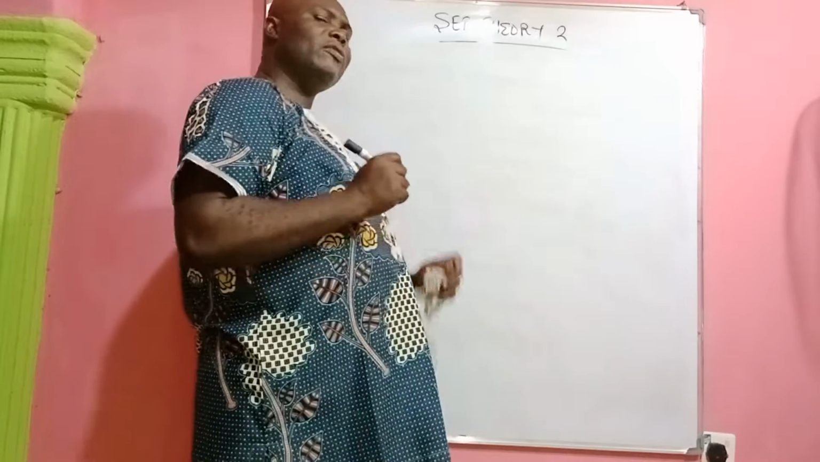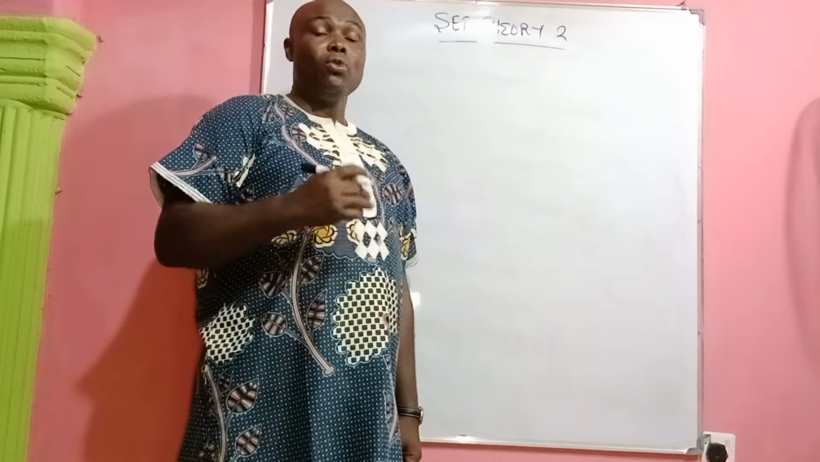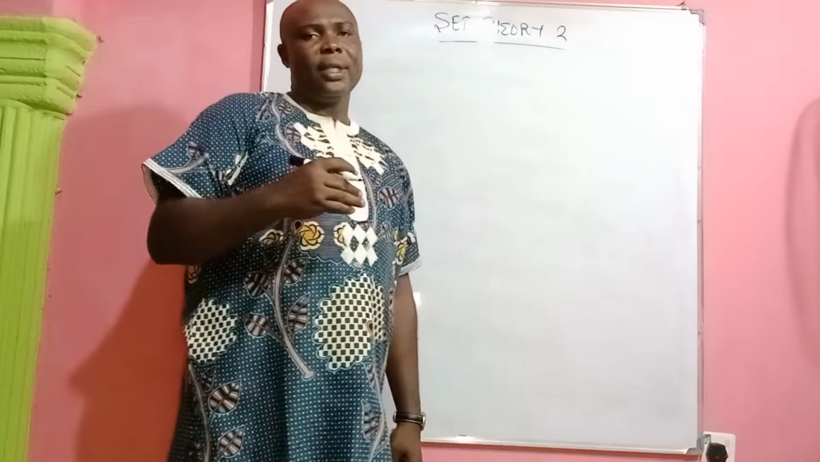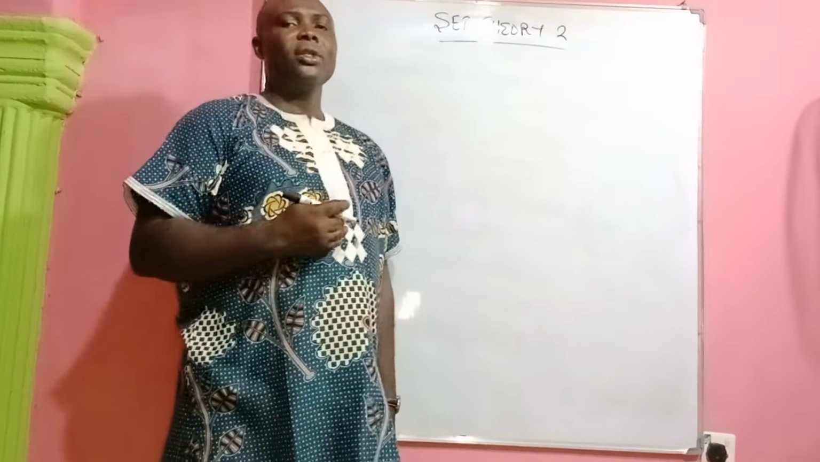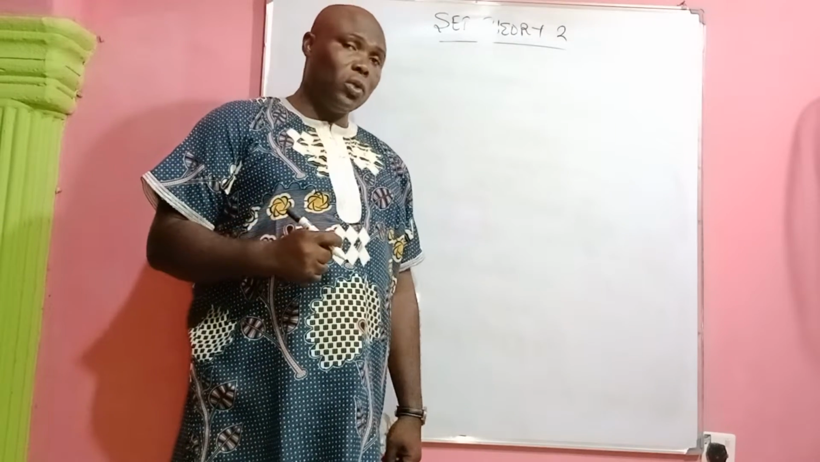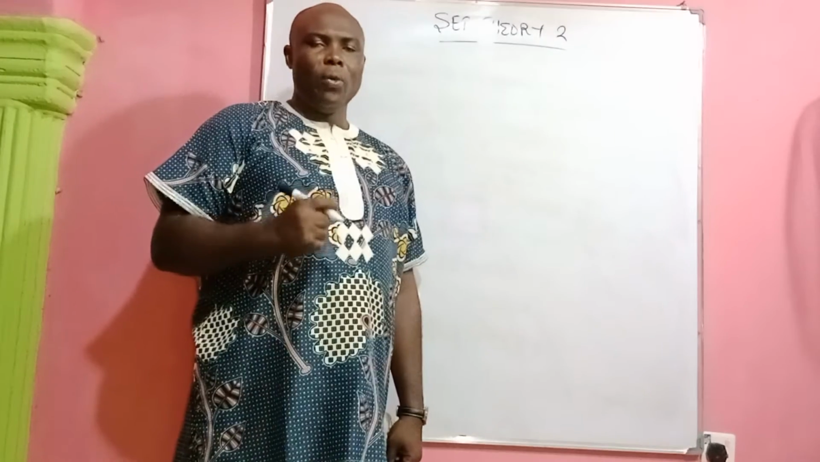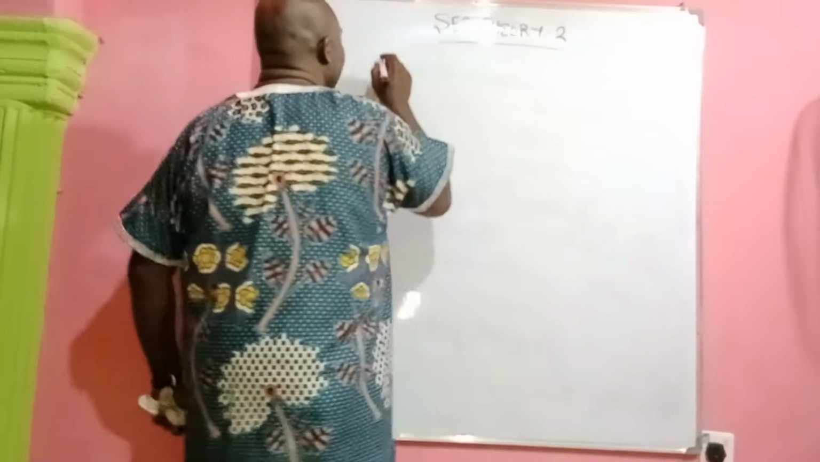In the last part of set theory, we handled the introductory part, and we went as far as treating the basic set operations that have to do with the union of sets, the intersection of sets, the difference of sets, and the symmetric difference of sets. And so today we'll be going straight to what we call the complement of a set.